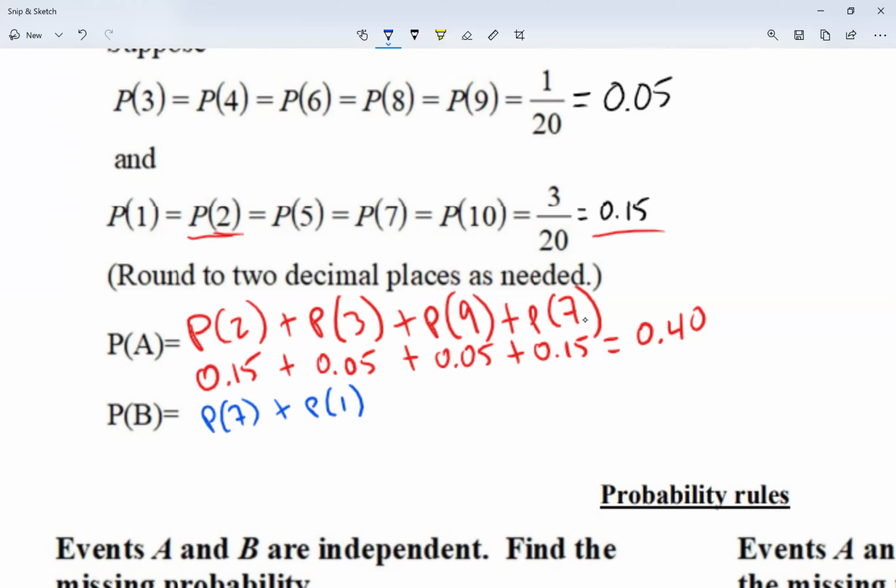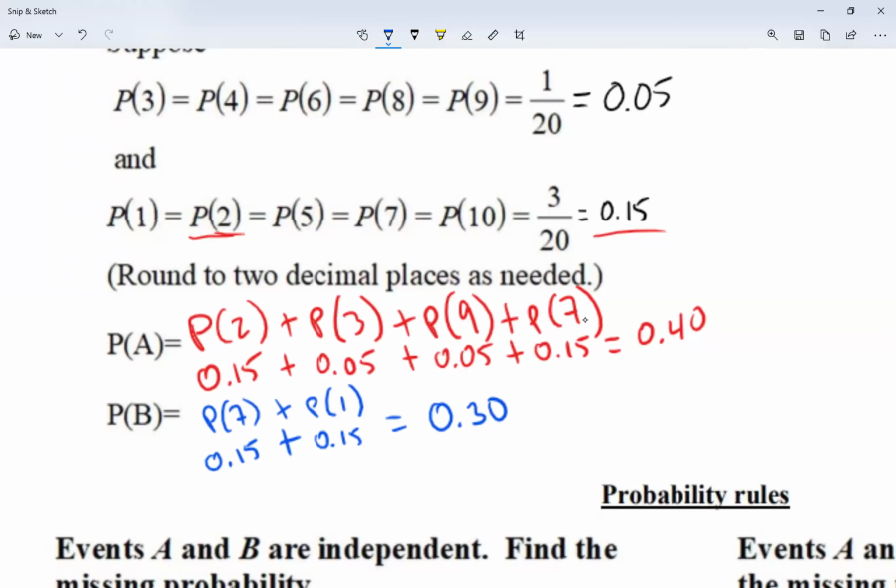Let me figure the percentage of each of these. Probability of 7 is 0.15. Probability of 1 is 0.15. When I add this, I get 0.30. Nice.